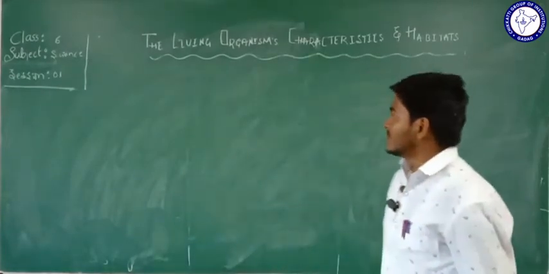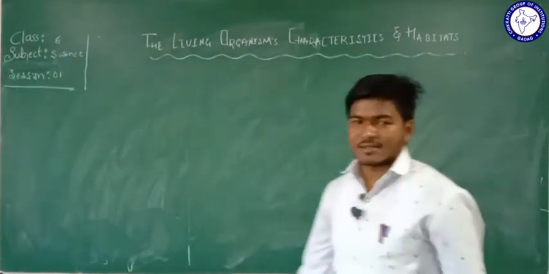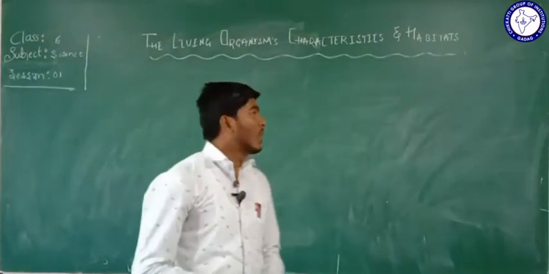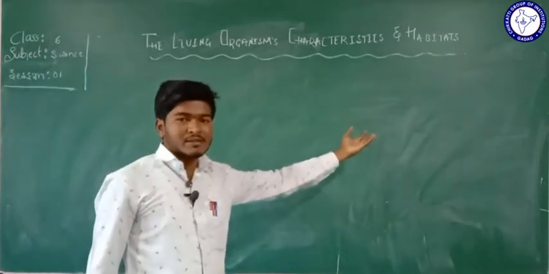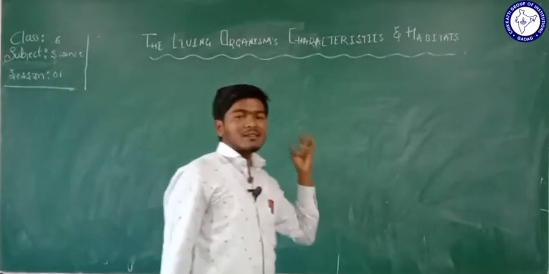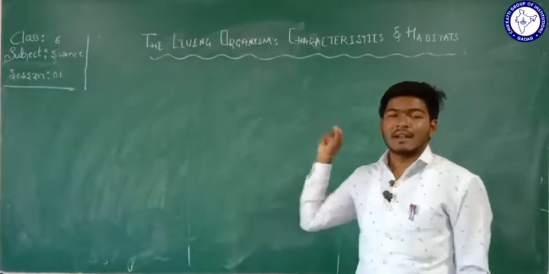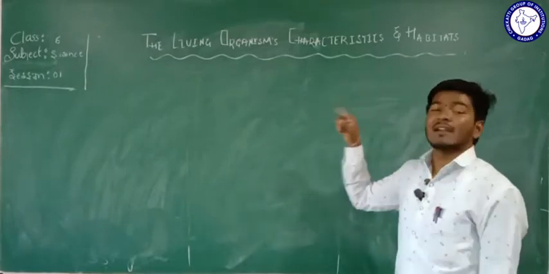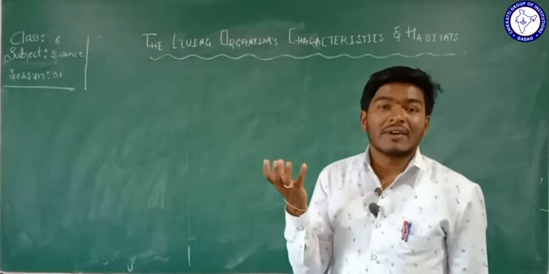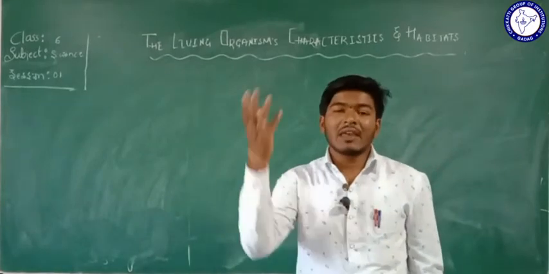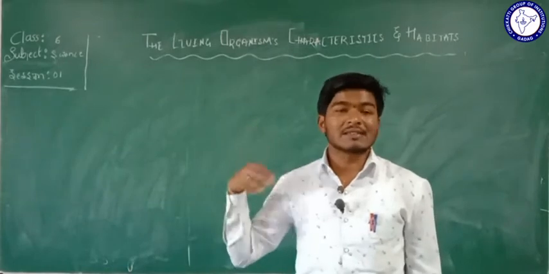In today's session, under the chapter of living organisms, characteristics and habitats, we are going to learn what the characteristics of organisms are and what habitats are. See here, the characteristics of organisms are dependent on their habitats and habitats are dependent on their characteristics. Habitats means the living places. For example, after going to any work, we return to our house. So our home is our habitat.